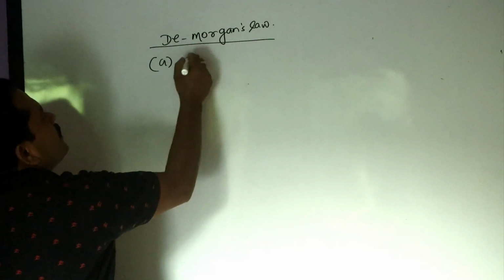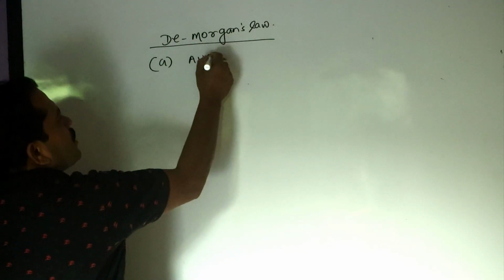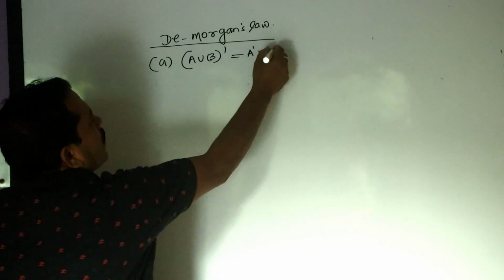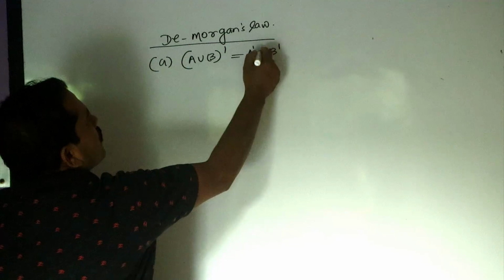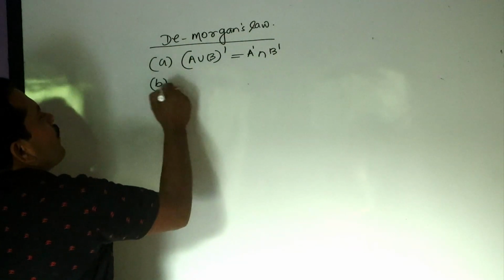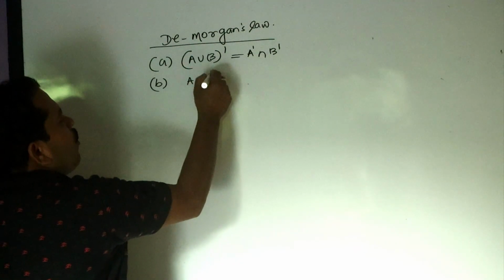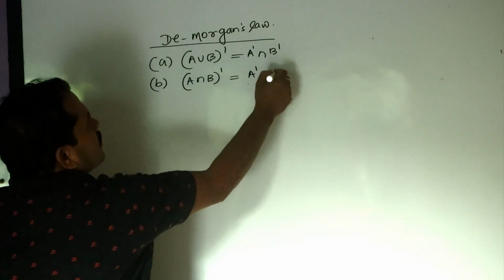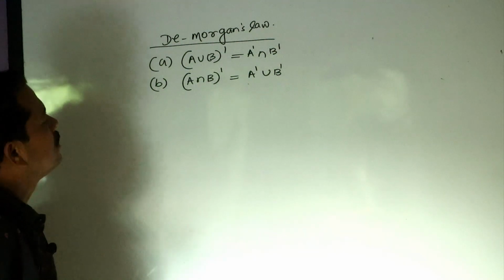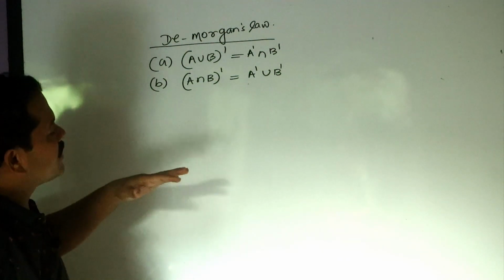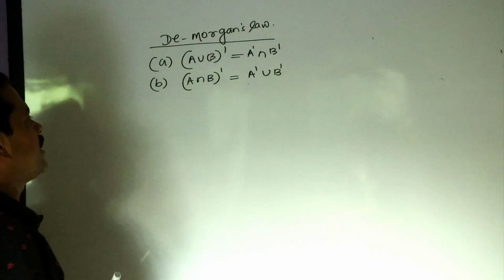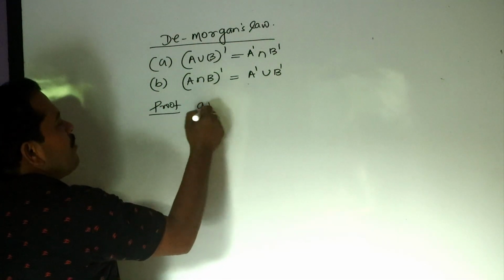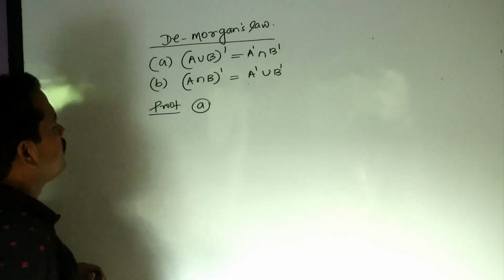First part: (A union B) whole dash equals A dash intersection B dash. Second part: (A intersection B) whole dash equals A dash union B dash. Same method. With the help of set algebra, we have to prove these two results. First, prove the first part. In a similar manner, you can prove the second part.